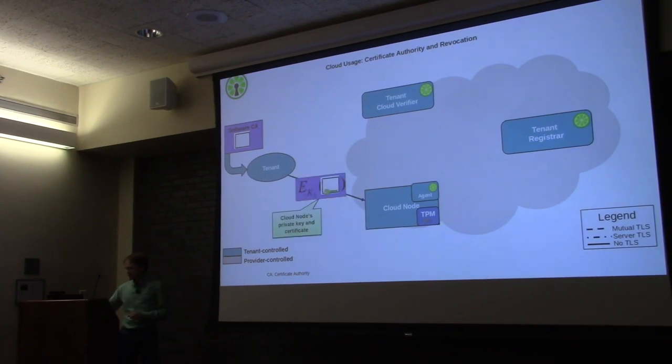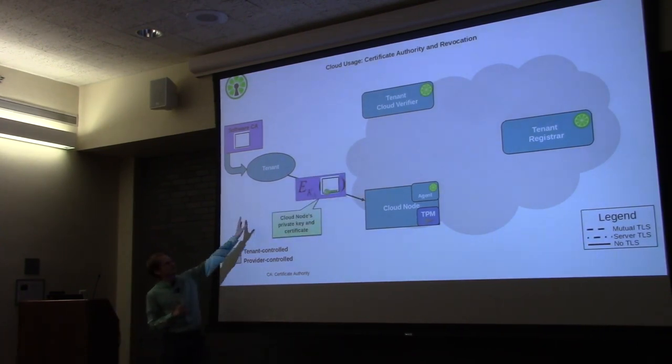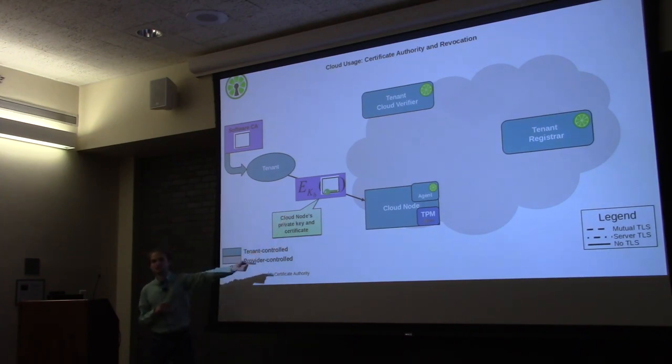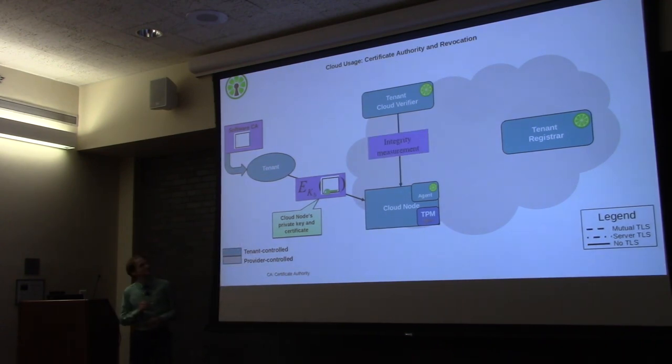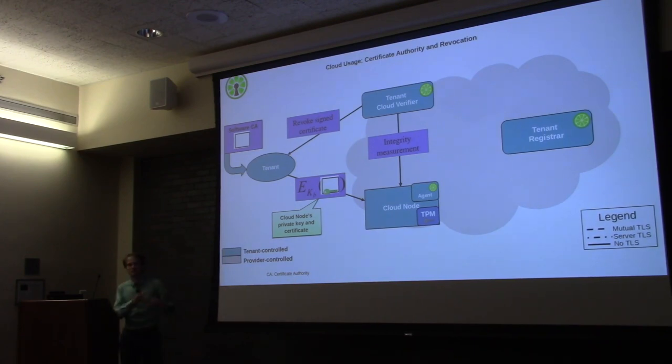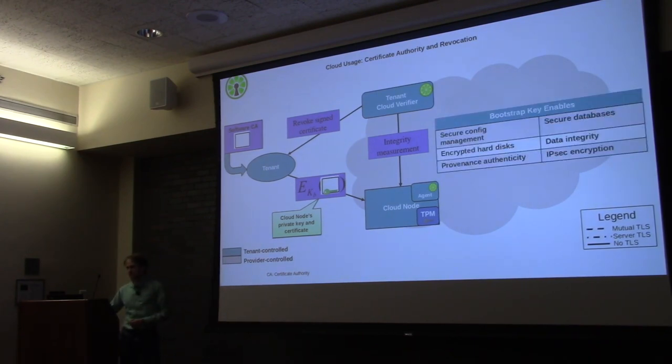And at this point, we're sending over that certificate using the bootstrapping key we sent to the node, because now only the node has that bootstrapping key that we provisioned earlier into the node, and so we can protect that certificate using that key. And as usual, the verifier is going to do the integrity measurements as it did before, to make sure everything is good. And if anything goes wrong, it's going to be able to revoke that certificate and tell the tenant that it's no longer trustworthy. So that certificate can be revoked very easily.